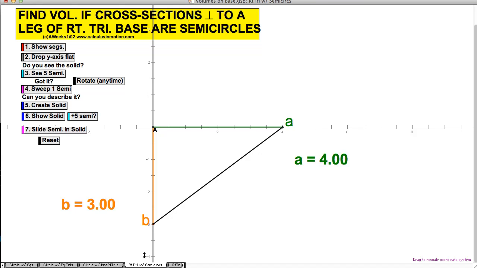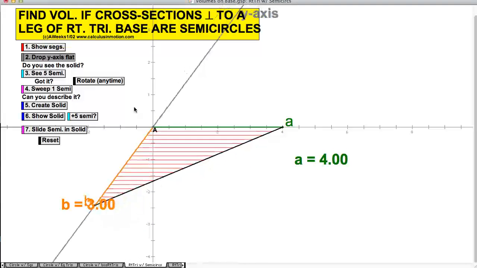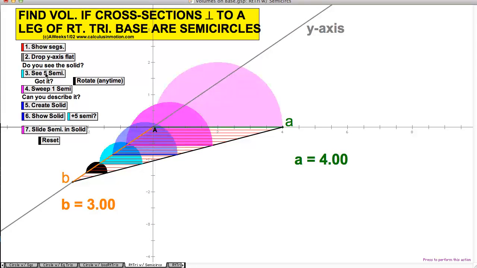And this one is example 3 in our notes, where we have the triangle base with the line y equals 3/4 x minus 3 as our base, and we're going to fit semicircles right over the top of it. So this time, if you remember from the example, they are going to be perpendicular to the y-axis, so they're going the other direction. Let's drop our y-axis flat, and here are the semicircles. Notice it's not quite a cone, and it's not quite a right cone either, because it's over off to the side.